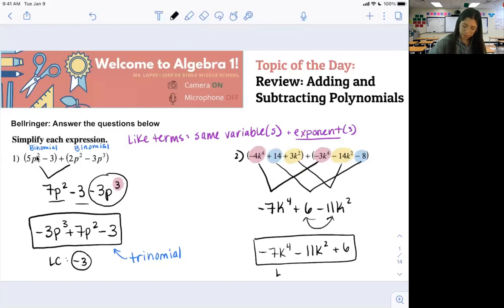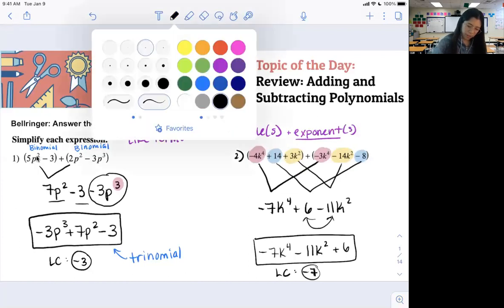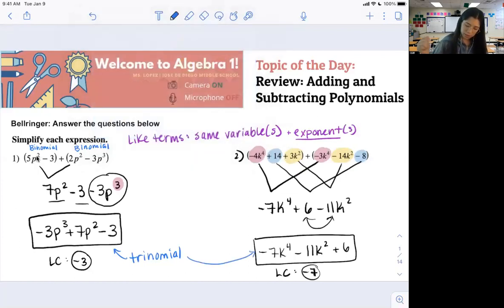What's the leading coefficient? -7. What type of polynomial is this? Trinomial. All right. Questions on these two problems?